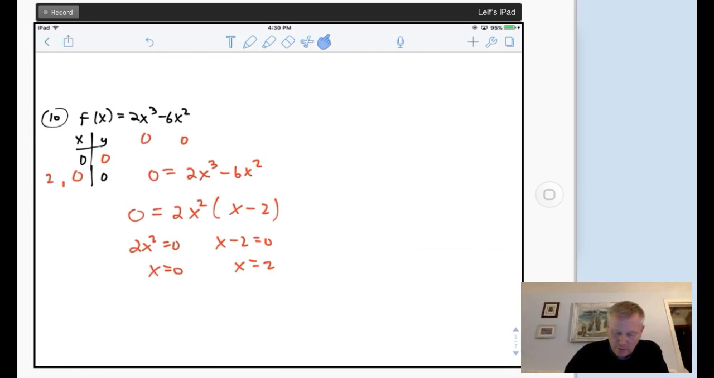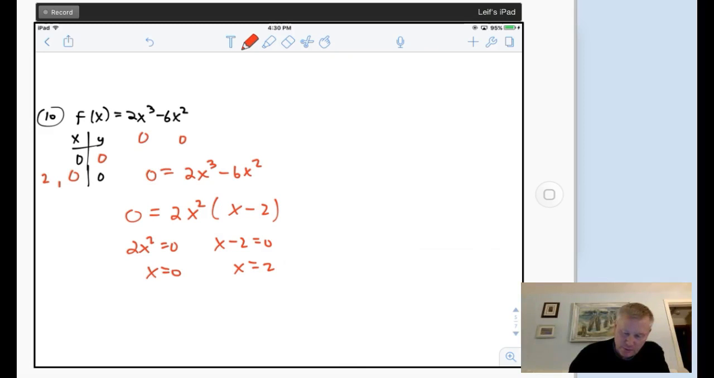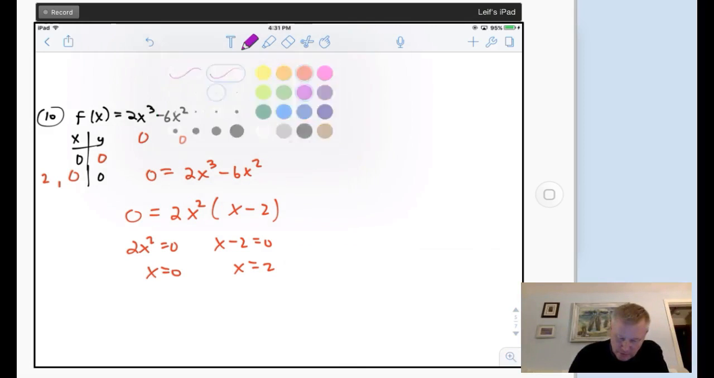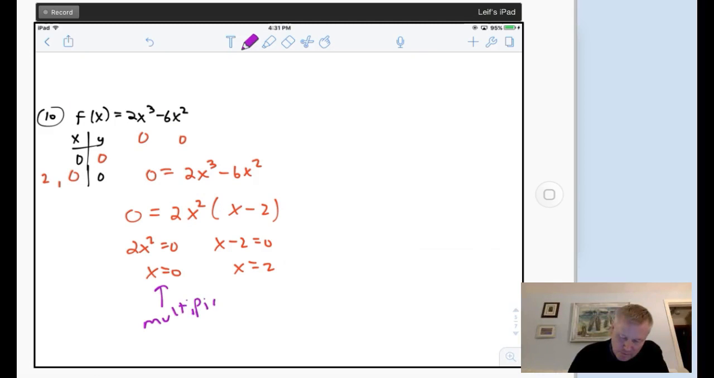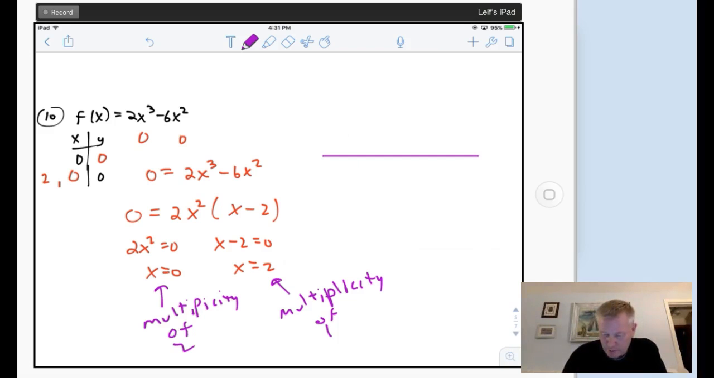And go make my graph. So this one has a multiplicity of 2. It's kind of good to write those down. It's easy to make that mistake. This one only has a multiplicity of 1 because there's only one x minus 2. All right, so make my quick graph over here. It's hitting 0, 0. It's also hitting 2.